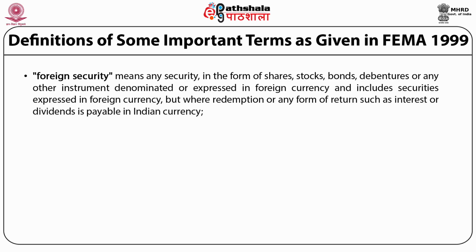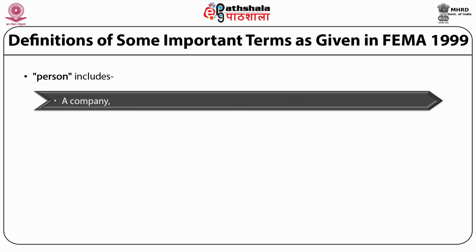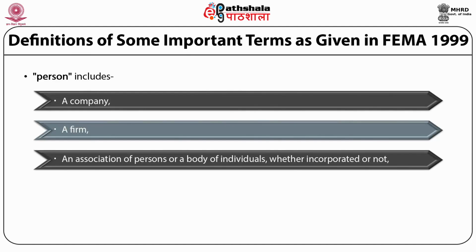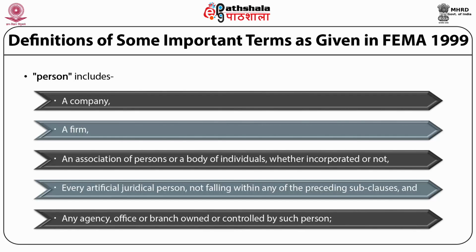The Foreign Exchange Management Act has also been throwing light on the definition of person. According to the definition of person, it includes an individual, a Hindu undivided family, a company, a firm, an association of persons or a body of individuals, whether incorporated or not. Further, every artificial juridical person not falling within any of the preceding subclauses, and it also includes any agency, office, or branch owned and controlled by such persons.